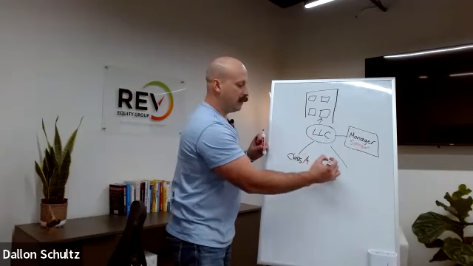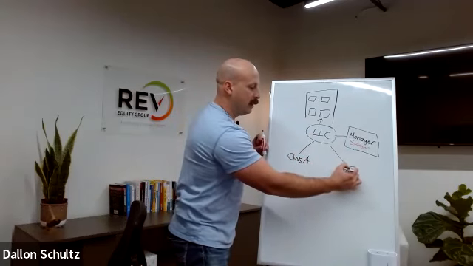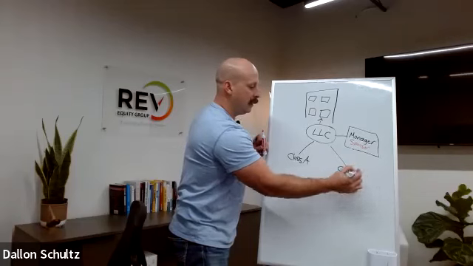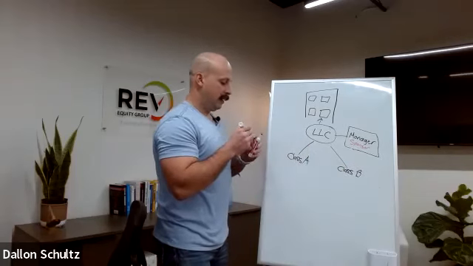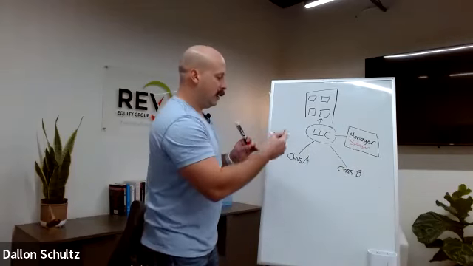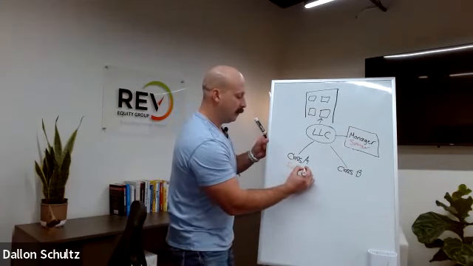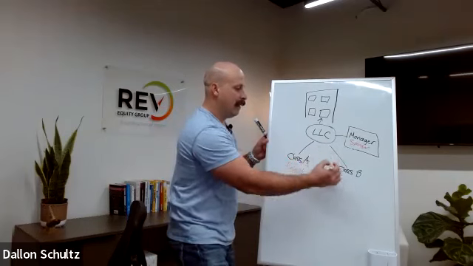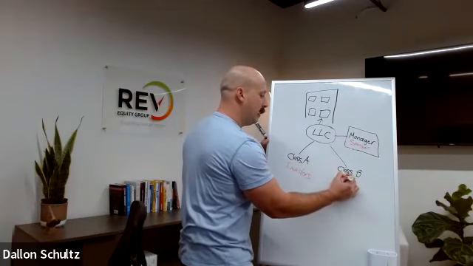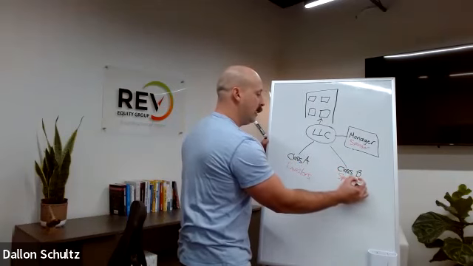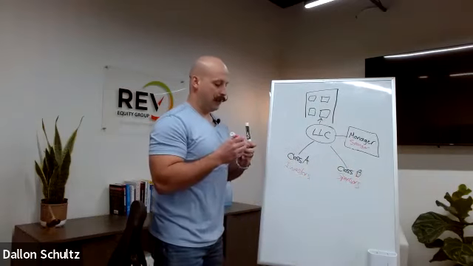Within the LLC, again, just keeping it simple here, you might see two different types of shares. In this case, you have your Class A and your Class B. Your Class A share might be comprised of your investors, and your Class B, again, is comprised of your sponsors.